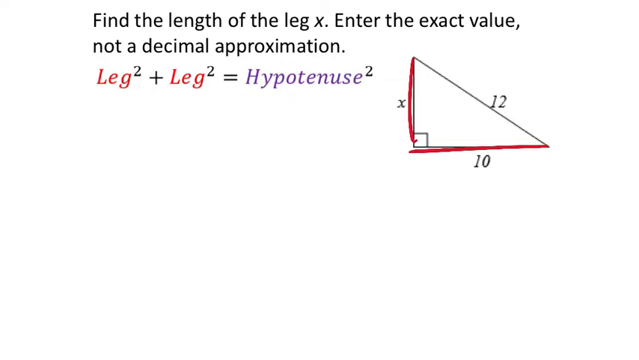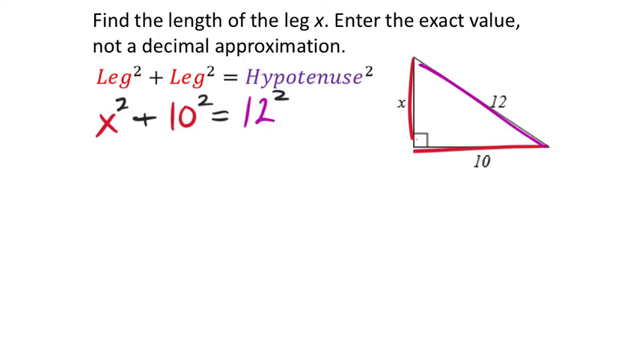I don't know, I couldn't tell you, but that's what they call them, legs. Okay, so I'm going to say the first leg is x and the other leg is 10. And we know the hypotenuse is 12. So I'm going to square all of them. If I add the two legs as squares together, I should get the hypotenuse as a square.